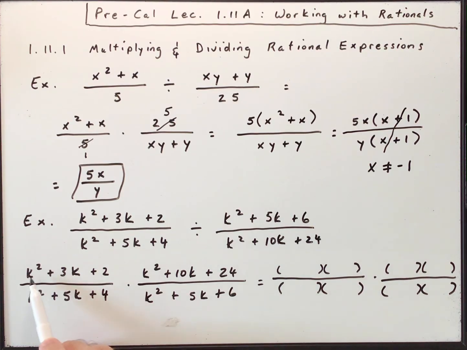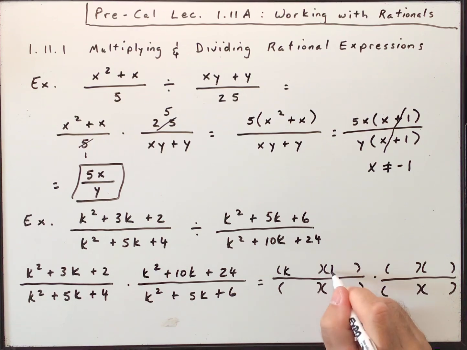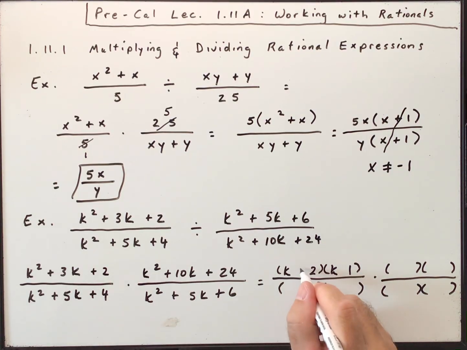Okay, the first one here, what can that factor into? Well, pretty easy, really. We know it's a k and a k, and then the last term is a 2, so it can only be a 2 and a 1. We have a 3k in the center, so we have a plus and a plus.